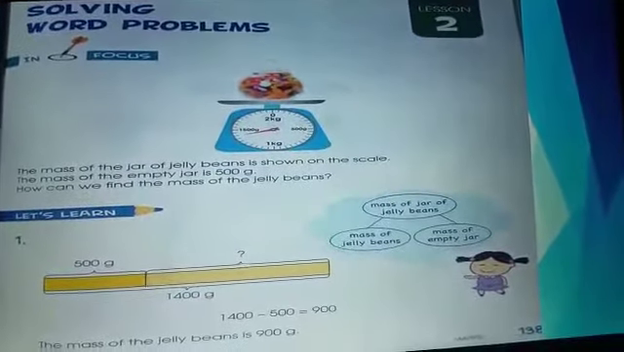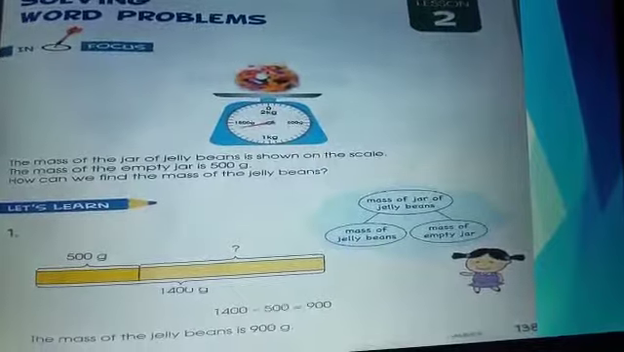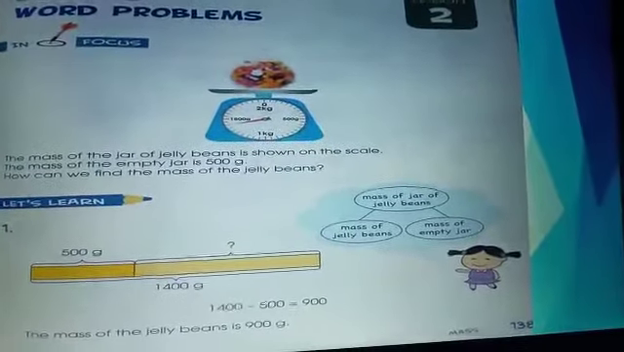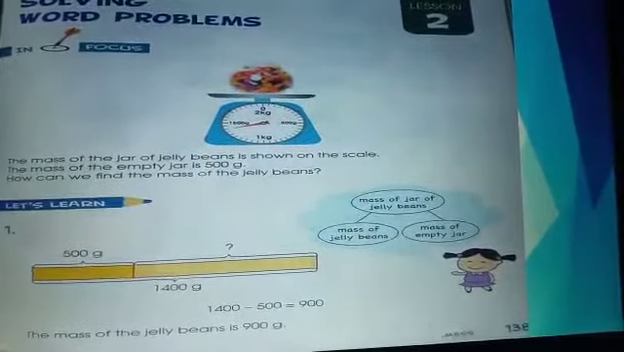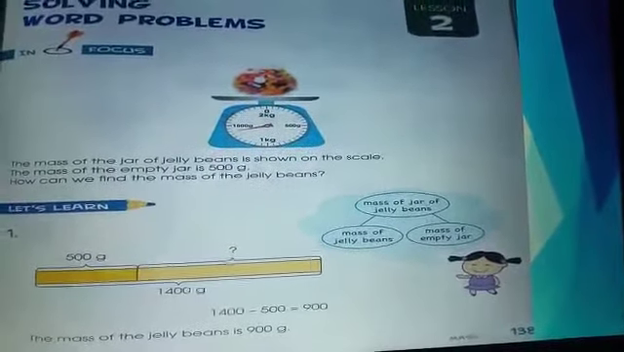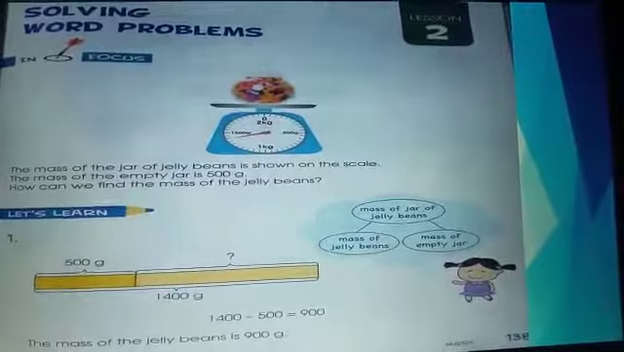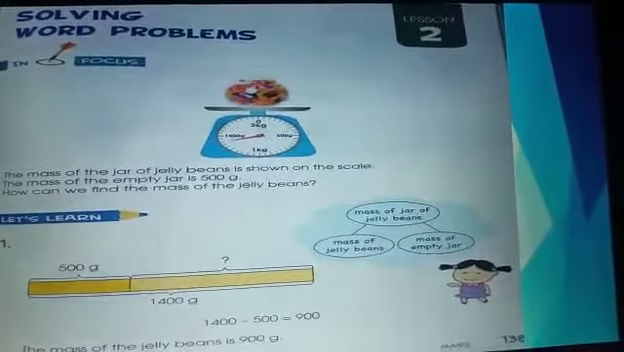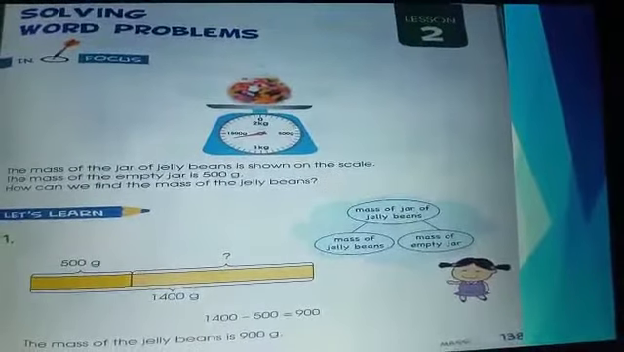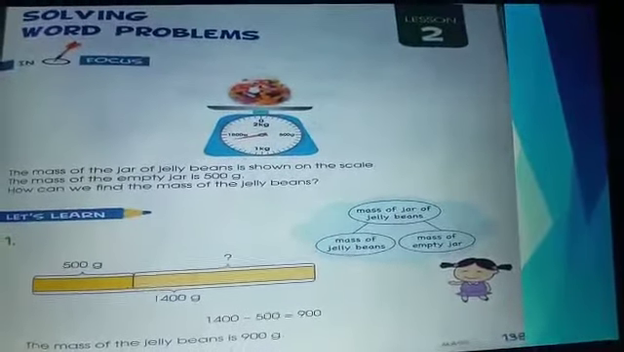There are 4 steps of solving word problems. First step is understand the problem. Second step is translate the problem in your own words. Third step is carry out the plan, and fourth step is check your answer. So students must keep in mind these 4 steps while solving word problems.